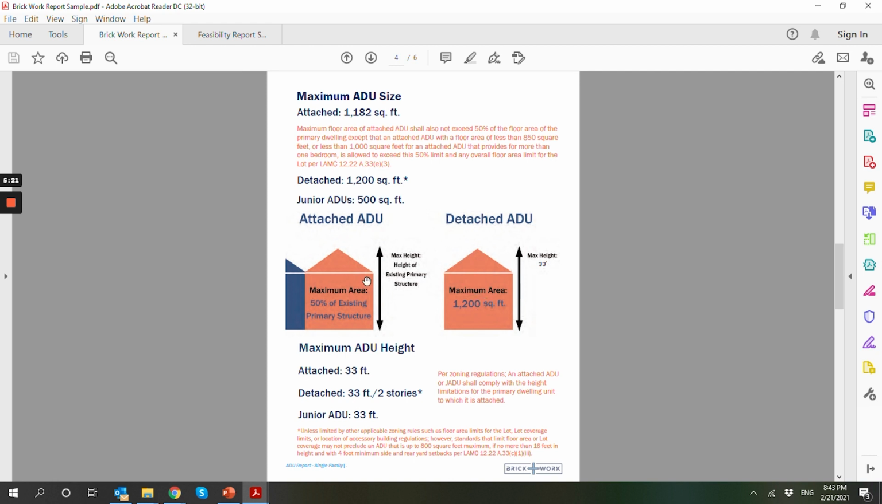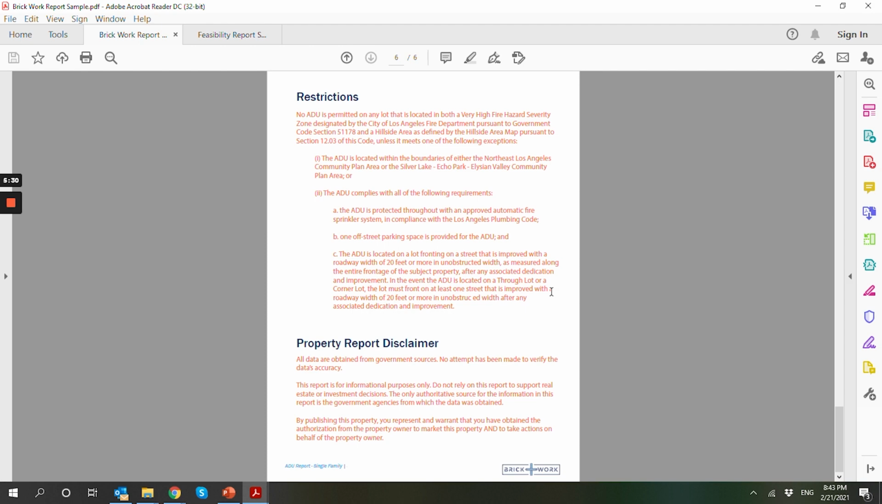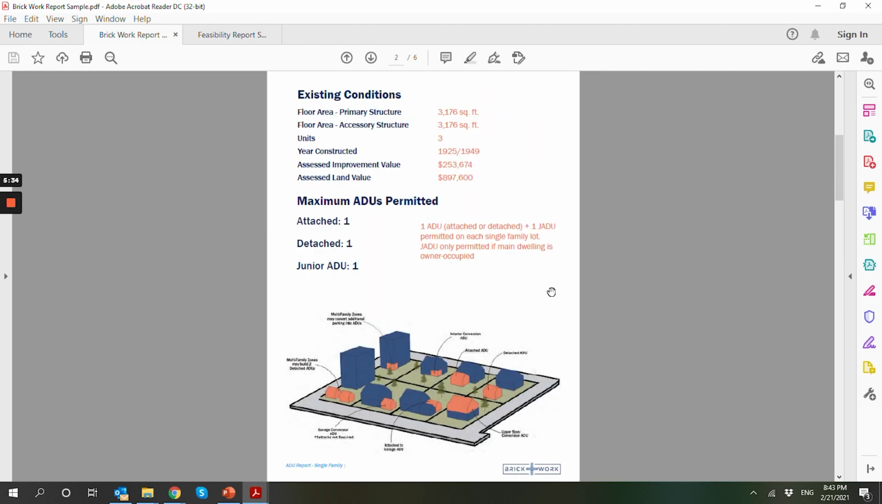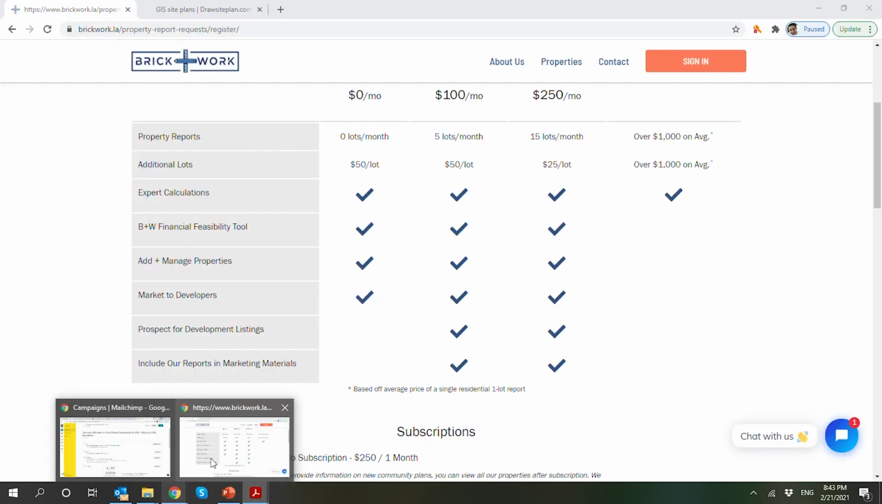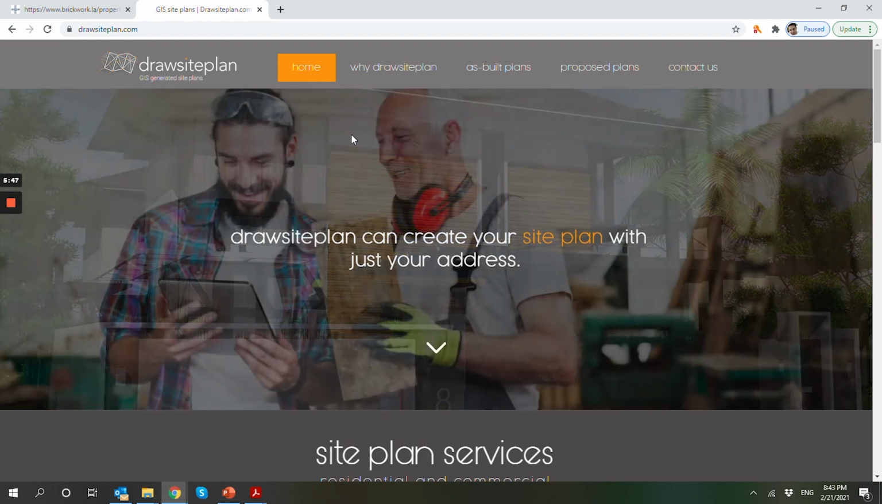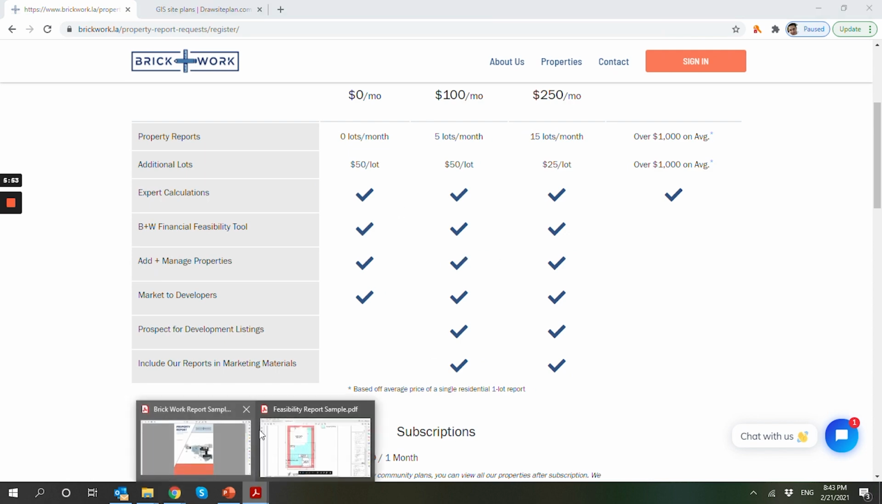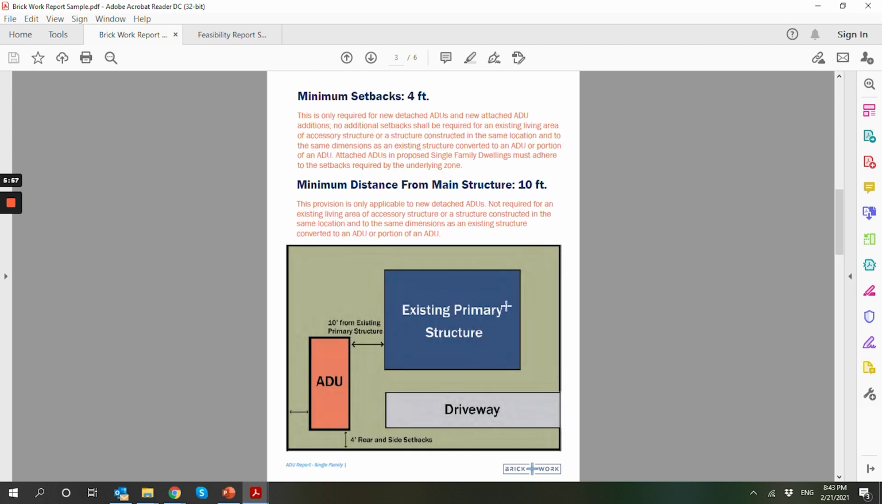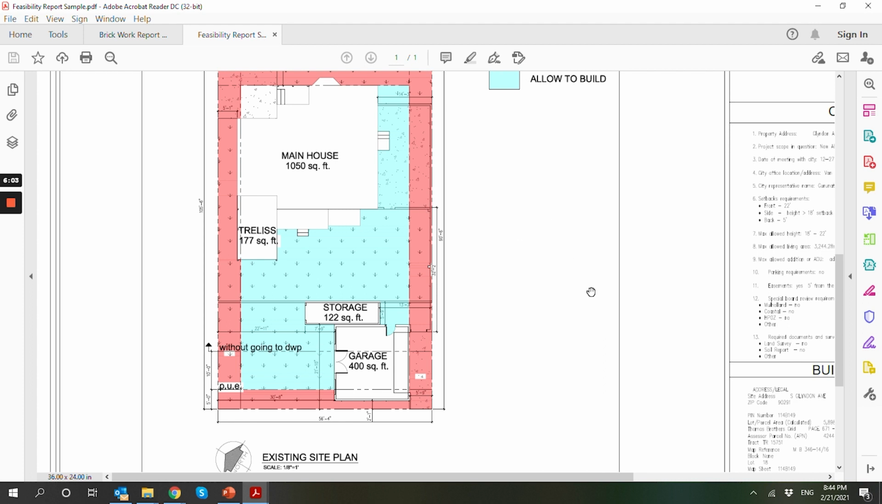So if you're going to use this company, Draw Site Plan, to get your site map, and this company, Brickwork, to get your report, you have two pieces that together will bring you to a point where you have your feasibility report, which will give you a clear understanding of what can be done and how it can be done on your specific property and conditions. That's it. Once you have that, it's a green light for you to start your design and planning based on the information that you were gathering.